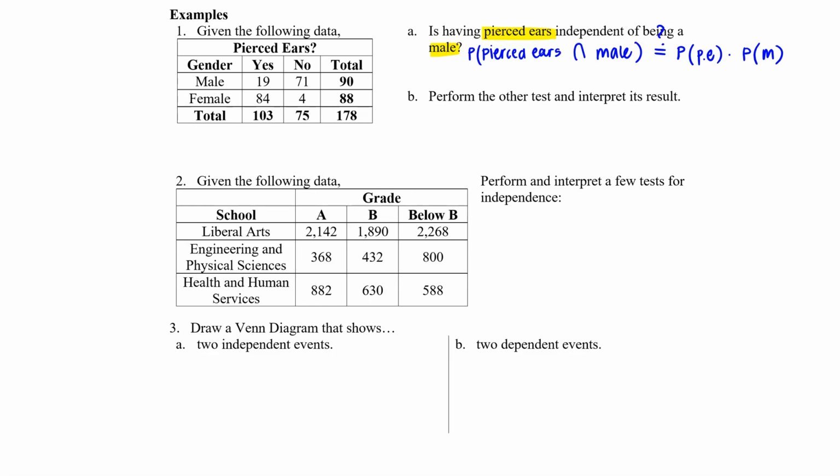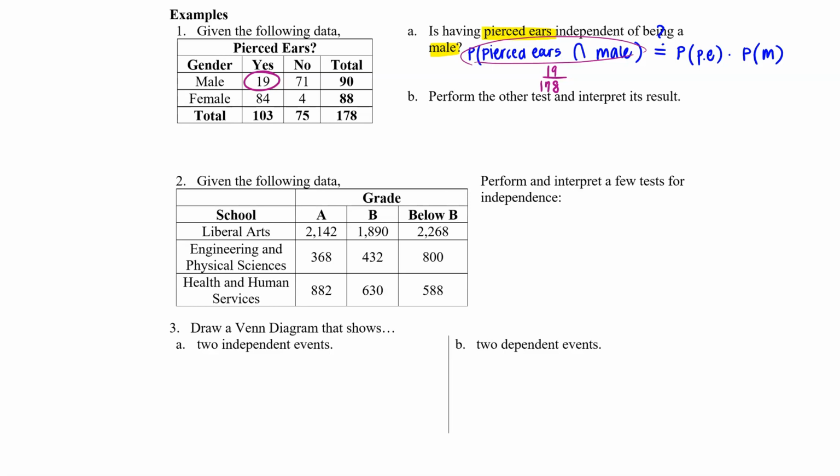Using my two-way table, the probability of pierced ears and male would be the intersection of pierced ears and male. That would happen in this box. There are 19 out of a total of 178 that are both male as well as having pierced ears.